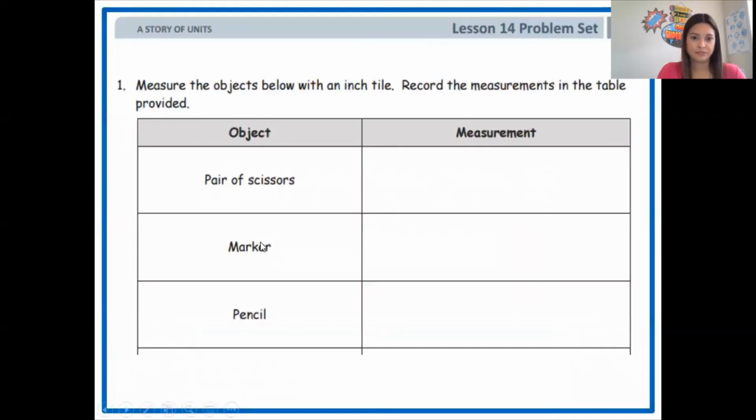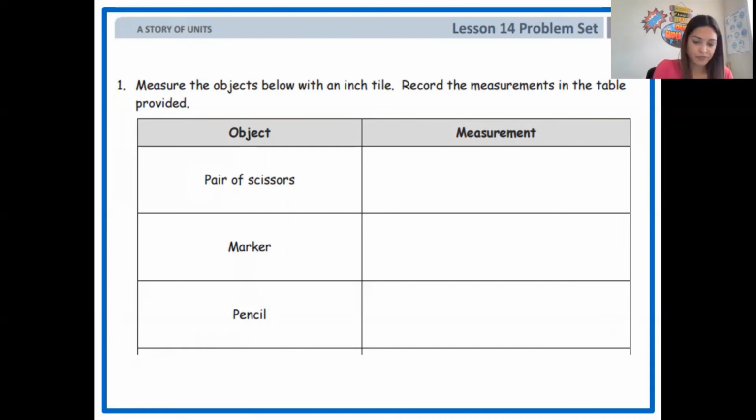Very good. All right. So now we're going to be using your problem set for the rest of this lesson. I know that it's a little difficult because I'm not here to see you. And I do see that we have to measure objects with an inch tile. And I know some of you may not have an inch tile, but maybe you have a ruler or your parents have a measuring tape, or one of those that pull. I'm trying to find one. I know I had one somewhere around here. But maybe you don't have one yourself, and that's okay.